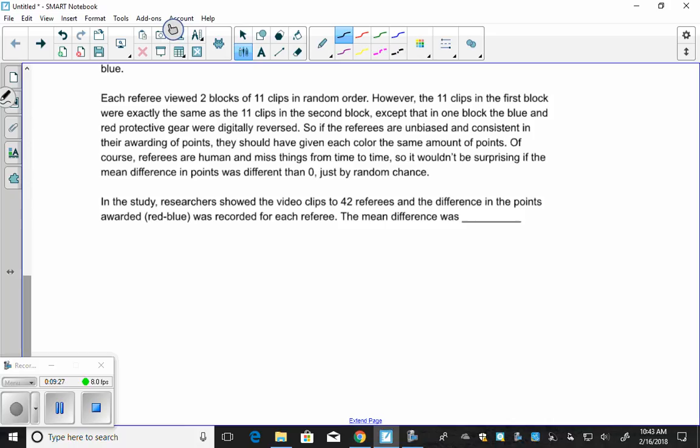So once they did that, they had the referees score both videos. They wanted to see what was biased, what was not. If the referees are unbiased and consistent in rewarding points, they should have given each color the same amount of points. That was the point of that. So you watch the same video over and over, but with different colors on both people, and at the end of all the clips, everyone should have had the same amount of points.